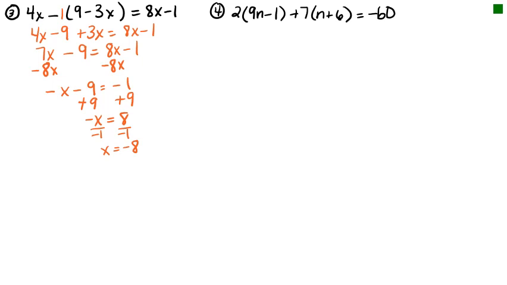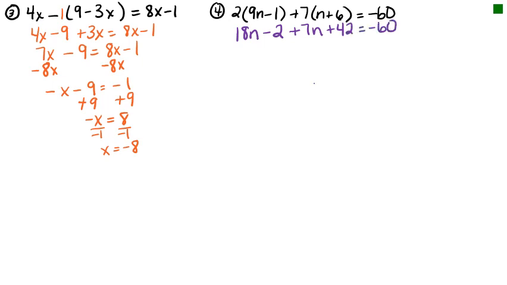All right, so hopefully you tried this one on your own. Hit pause, and then try this on your own. Now we're going to do it together. So I see some distribution, so I'm going to go ahead and do that first. I'm going to do 2 times 9n, which is 18n, 2 times minus 1, which is minus 2. Now distribute the 7. 7 times n, 7 times 6, which is 42.